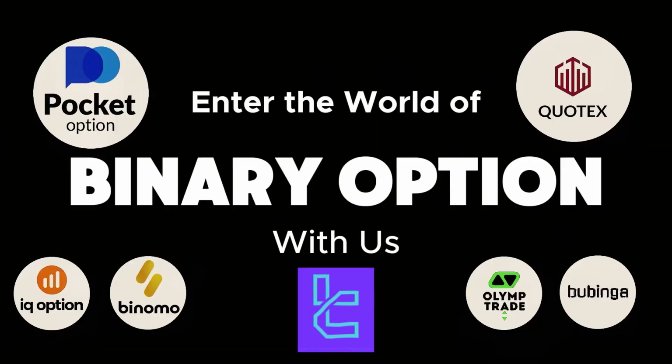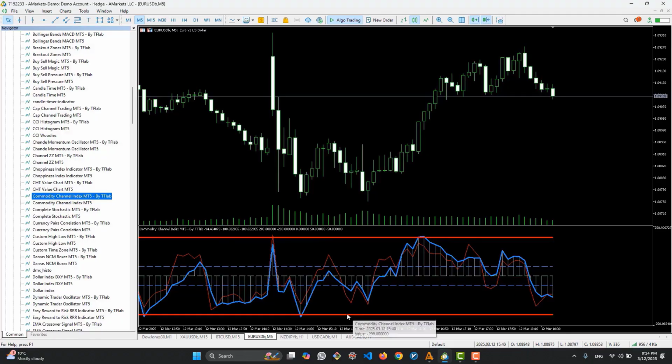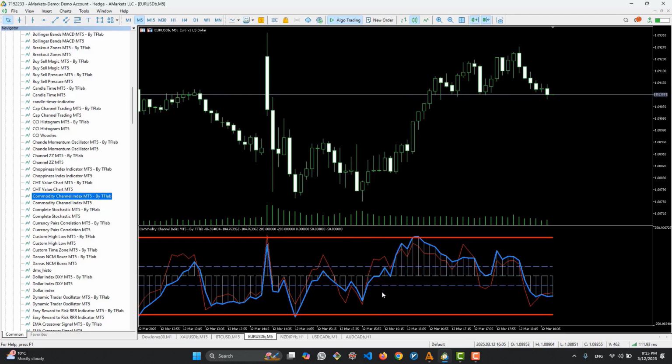We can also input the overbought and oversold zones to include specific numbers, allowing us to identify these zones. Let's go over the settings of this indicator together.